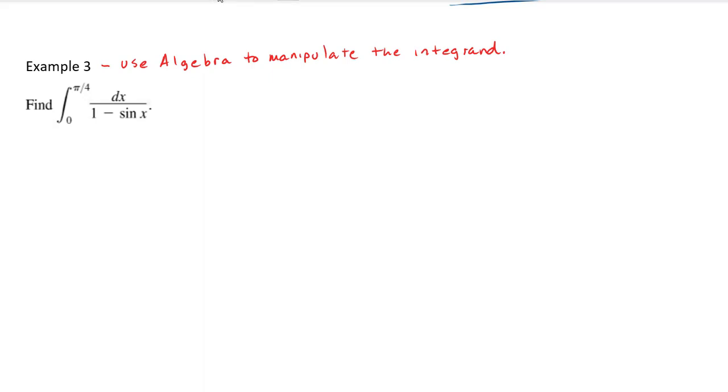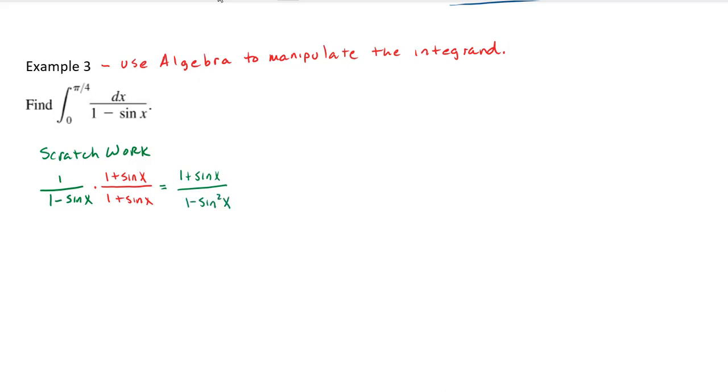So let's do some scratch work here. I start with 1 over 1 minus sine x, and the conjugate pair of that would be 1 plus sine x. If I multiply the denominator by 1 plus sine x, I also have to multiply the numerator by 1 plus sine x so that the net value of this fraction is 1. Multiplying by 1 doesn't change the value of anything, it just changes the appearance. So when I do that, that gives us 1 plus sine x over 1 minus sine squared x.